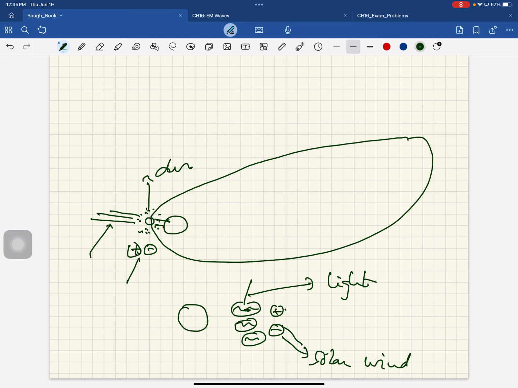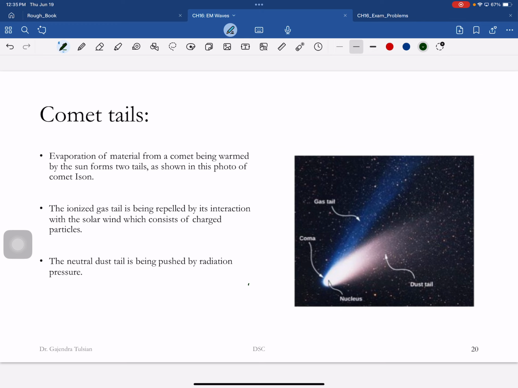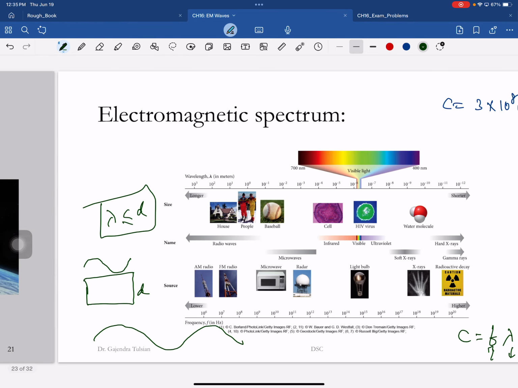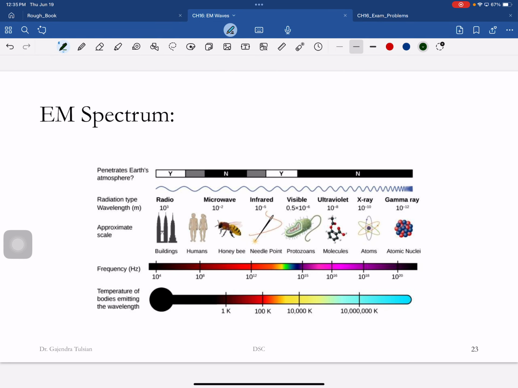So what this is showing you is two tails. This is the dust tail that is being blown by photons from the sun. And these are being blown by the solar wind, charged particles, the gas tail. So comets will have two tails.